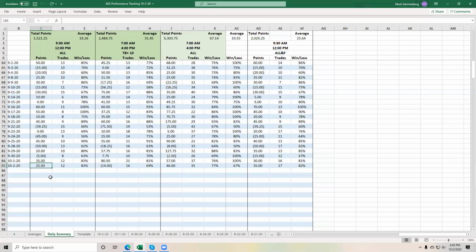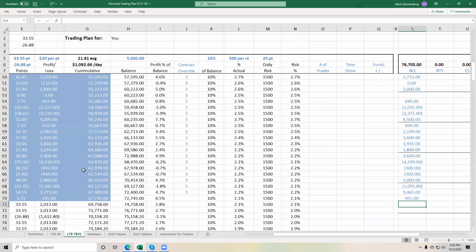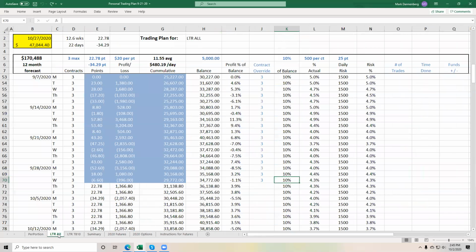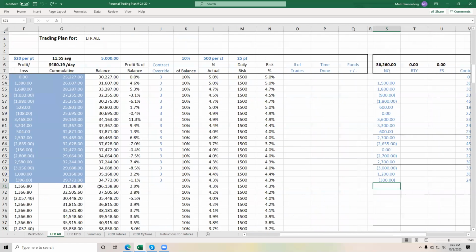So I'm going to pull up our personal trading plan. And the personal trading plan is a tool that we created so that traders would be able to keep track of their performance as well as project out into the future what their total income could potentially be over a 12-month period. So yesterday, I'm going to go into the 9:30 to 12 category.